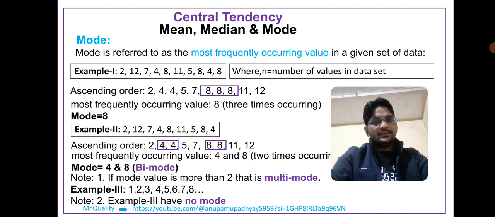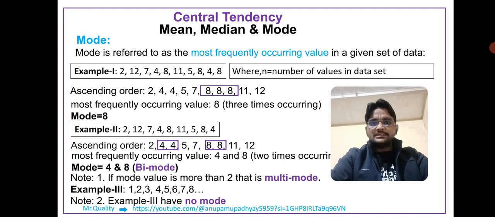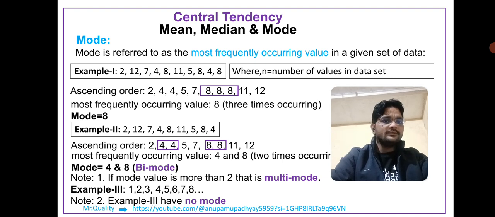Note 1: if there are more than 2 modes, then the data is multi-modal. Example 3: the data set is 1, 2, 3, 4, 5, 6, 7 and 8. In this example, no value is repeating, so example 3 has no mode. Okay.